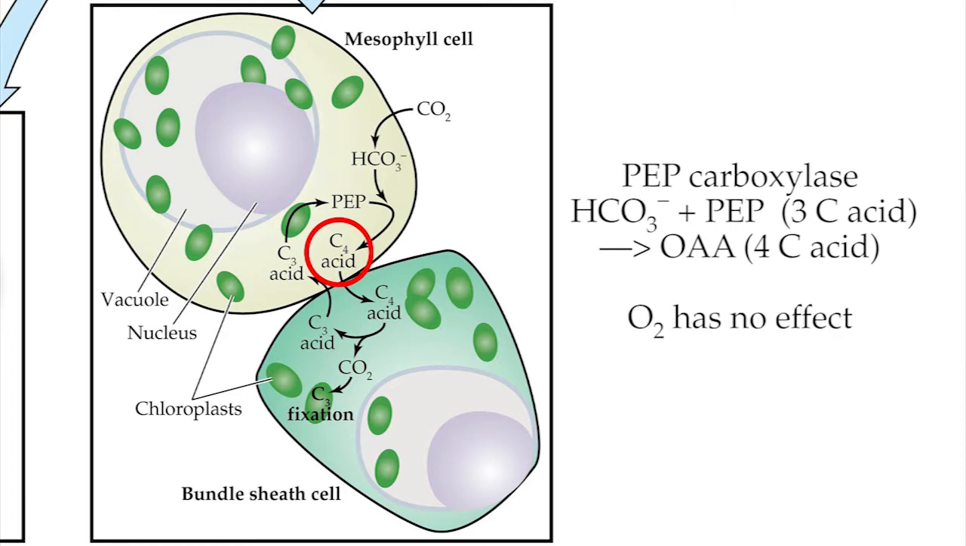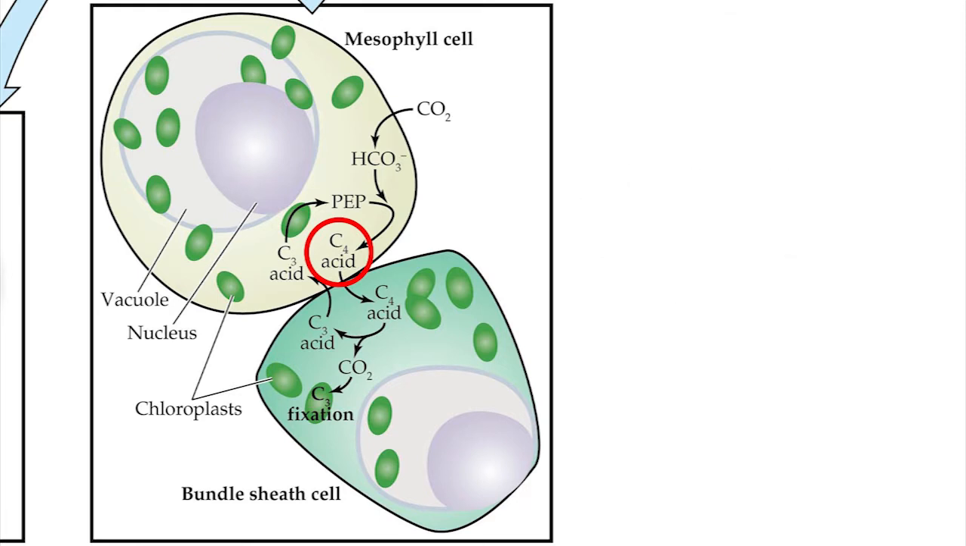Atmospheric oxygen concentrations have no effect on this reaction. Subsequently, oxaloacetate is converted into another 4-carbon acid, malate or aspartate, depending on species, which diffuses to the bundle sheath, a structure near the middle of a leaf. In the bundle sheath, malate or aspartate splits into carbon dioxide and a 3-carbon acid, pyruvate or alanine.